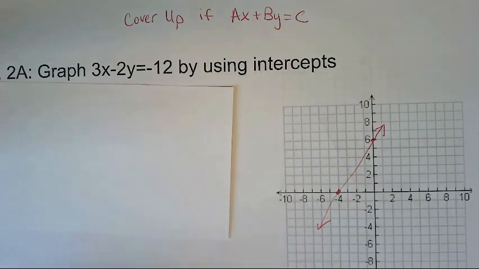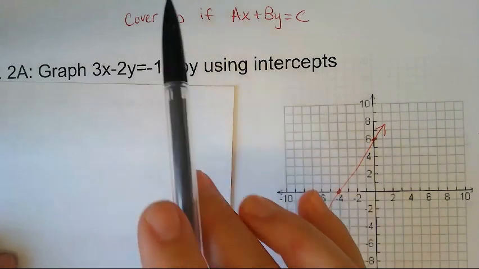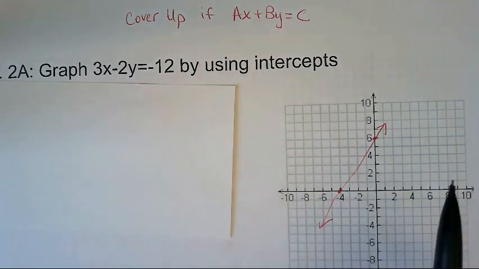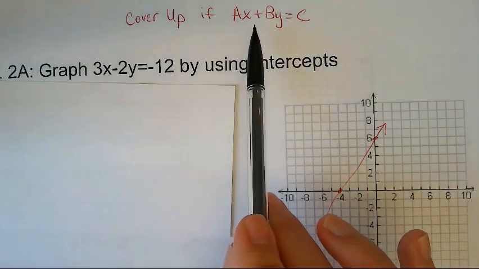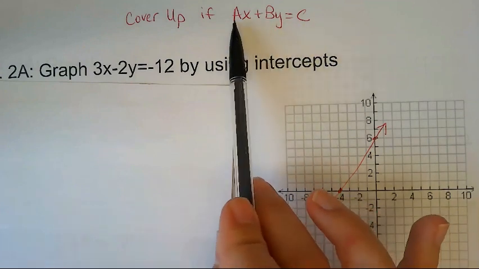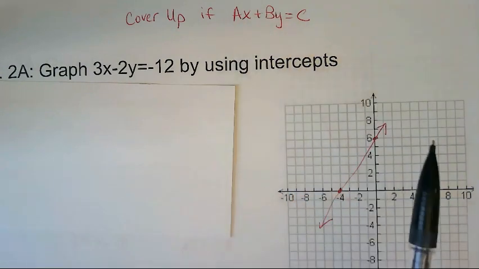And if you've ever had me for Algebra 1B before, this is what I call the cover-up method because it's the easiest to use if you do a cover-up. You can use the cover-up method as long as it's in standard form, which means the x and the y are together on one side.